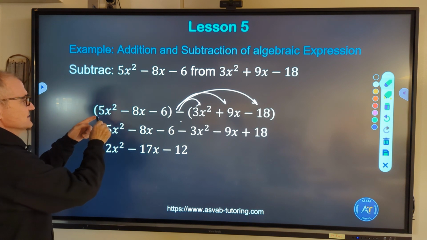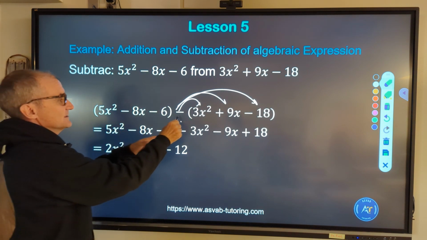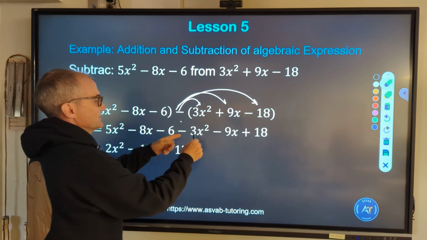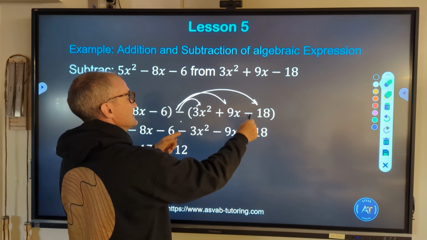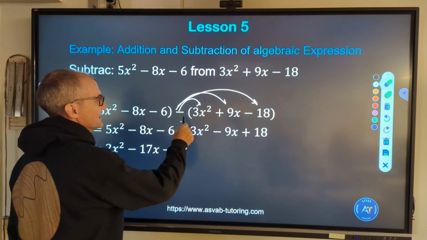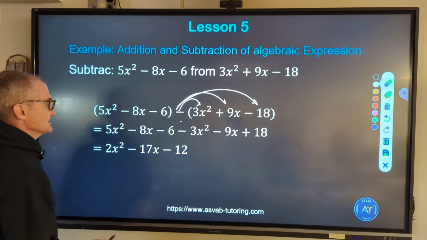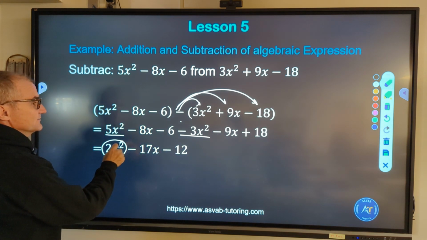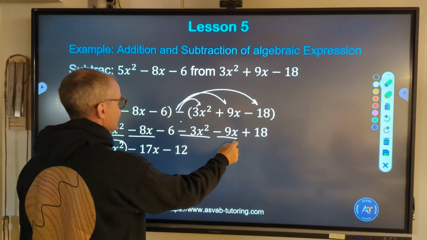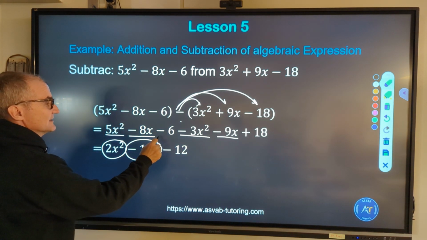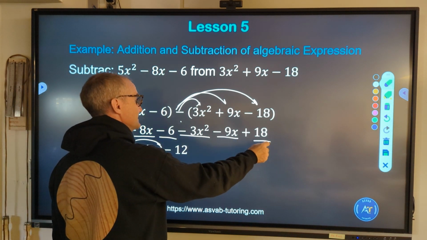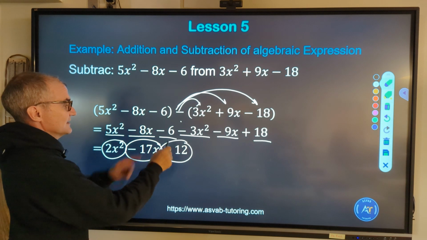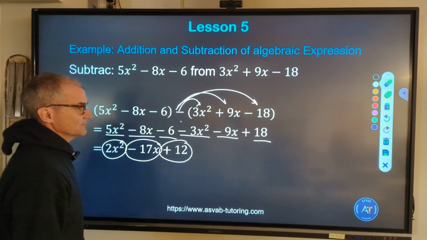So my first expression, 5x squared minus 8x minus 6. Distributing that negative, I have minus 3x squared, minus 9x, minus negative 18, which is positive 18. Now that I've distributed that negative through the quantity, I'm going to combine similar terms. 5x squared minus 3x squared gives me that 2x squared. Negative 8x, negative 9x gives me that negative 17x. Negative 6 and 18 is negative, no, it's not, it's positive 12. There's a typo, so that's positive 12, right? Negative 6 and 18 is positive 12.